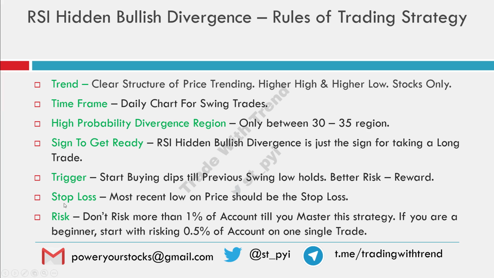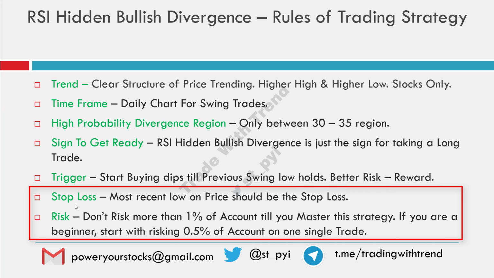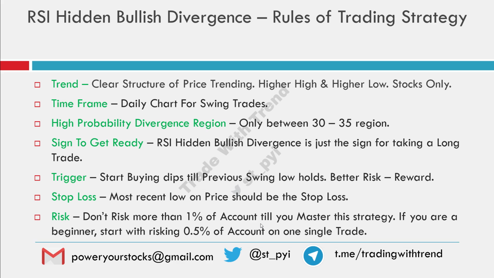So the next important rule is that of stop loss. The most recent swing low on the chart should be the stop loss. The final rule is that of risk. Now, do not risk more than 1% of your account till you master this strategy. If you are a beginner, start by risking only 0.5% of your account on any one single trade and focus more on enhancing your skill. Profit will come automatically.